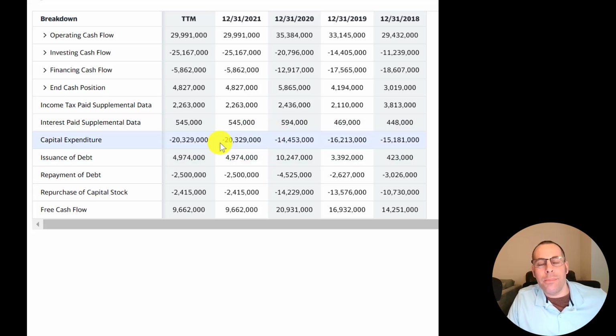They issued $5 billion of debt. They paid down $2.5 billion of debt. They bought back $2.4 billion of their own stock. When a company buys back common stock, it decreases the shares outstanding and it makes your shares more valuable.